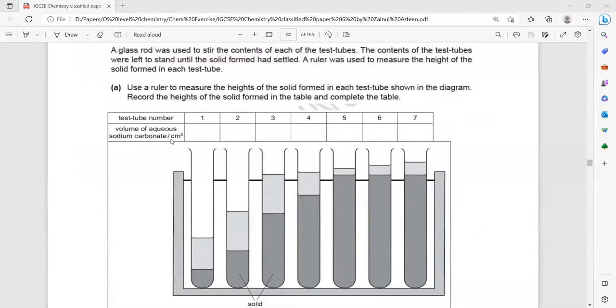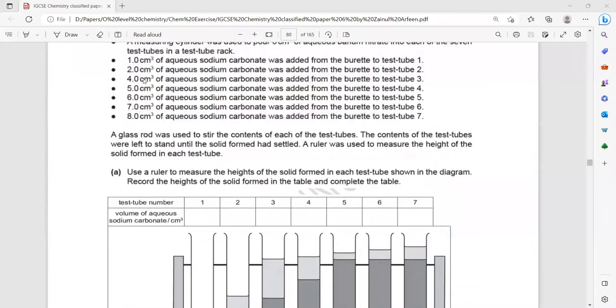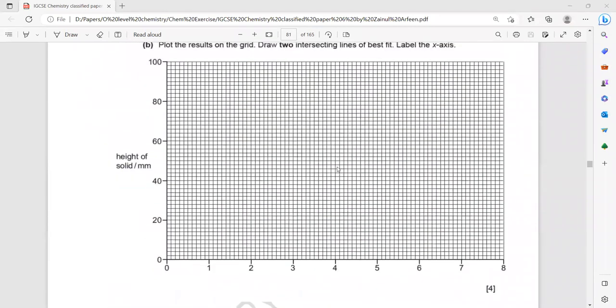On the x-axis, it will be the volume of sodium carbonate, as this one was varied. How much sodium carbonate? 1, 2, 4, 5, 6, 7, and 8. So we have the volume of sodium carbonate, and labeling the axis carries a mark. So this one is volume of Na2CO3 and that is in cm³.